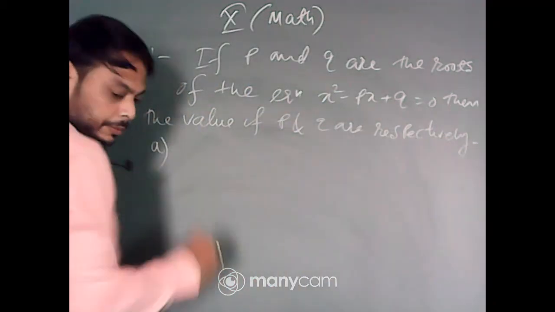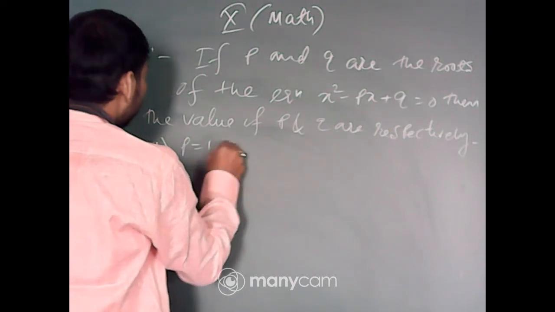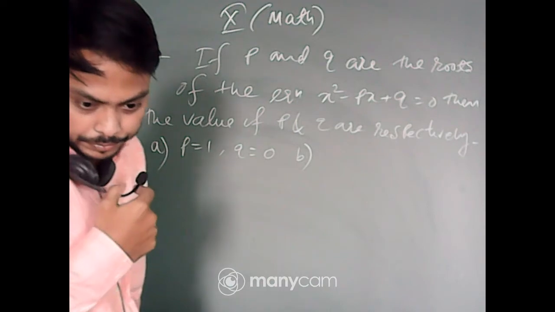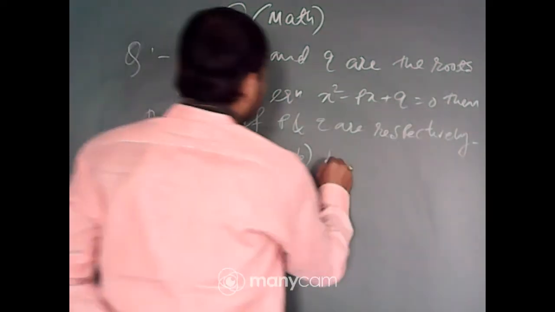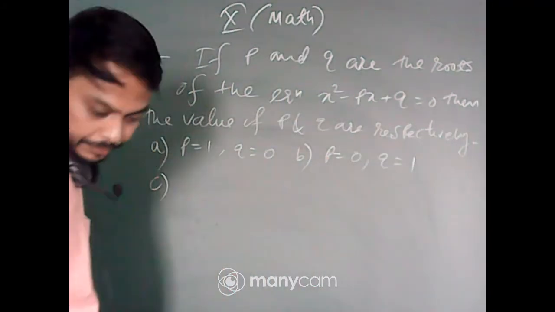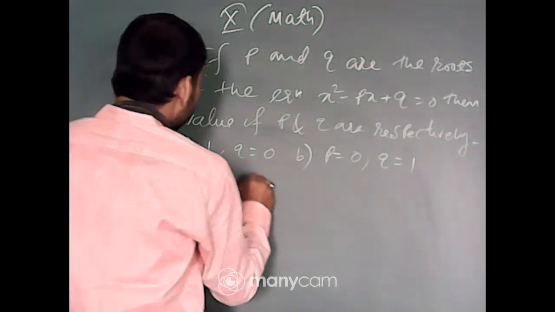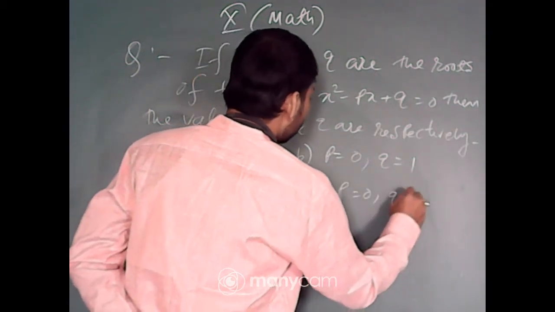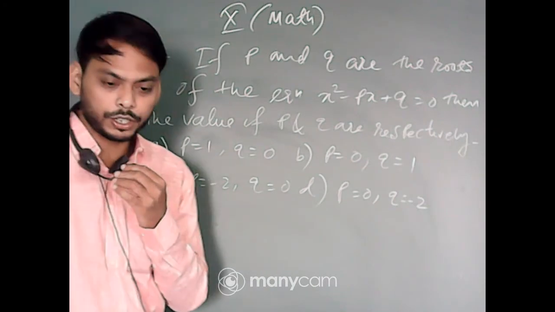Option A, p equals to 1, q equals to 0. Option B, p equals 0, q equals 1. Option C, p minus 2, q 0. Option D, p 0, q minus 2. Okay. Do it in your copy and tell me the answer.